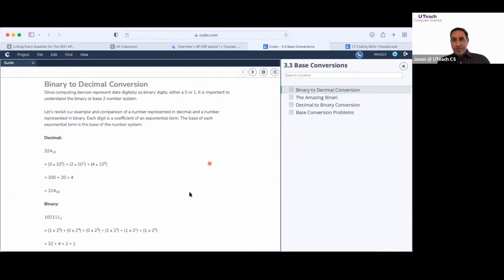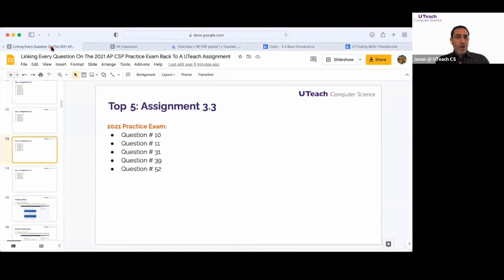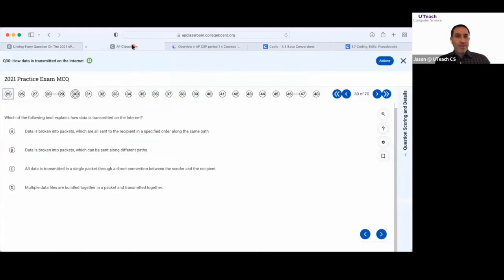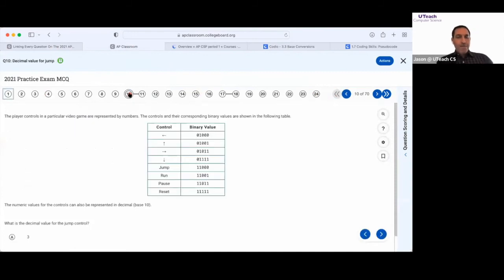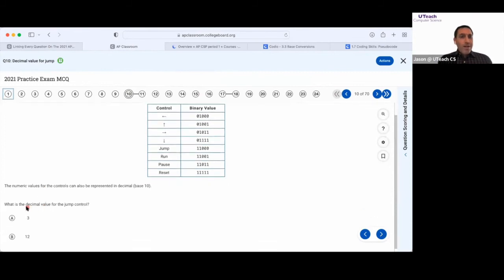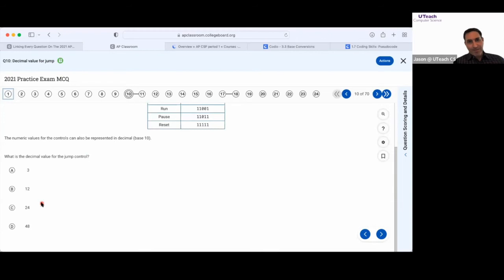Okay, so let's take a look. Your students do this, now they know how to convert. What are the questions like? So let's take a look at questions 10 and 11, because those are binary good examples, okay? So it's not just gonna say, hey, what is 24 written in binary form? It's gonna ask it like this, okay? And it says, what is the decimal value for jump control? So your students actually will have to go up here, go to jump, go, okay, here's what it is, and now convert that, and then pick that as the correct answer.